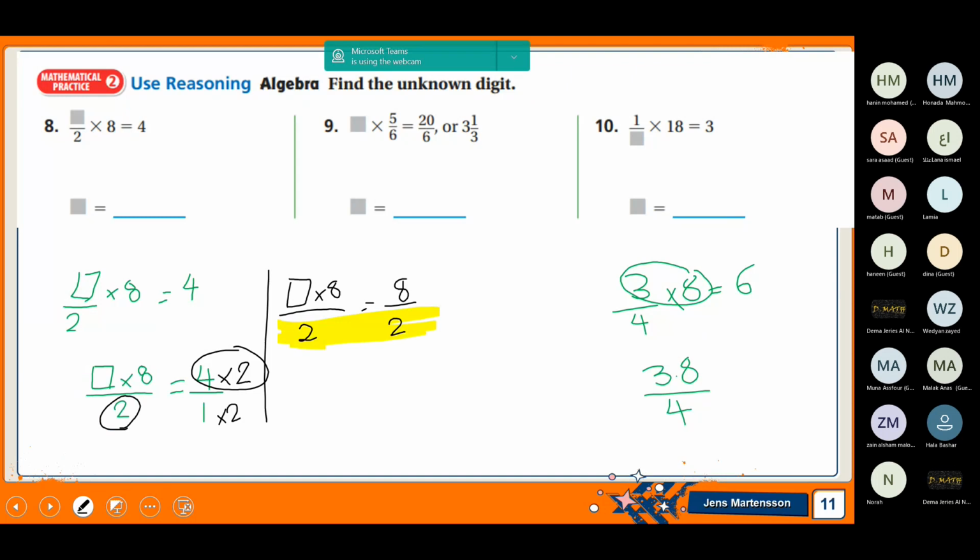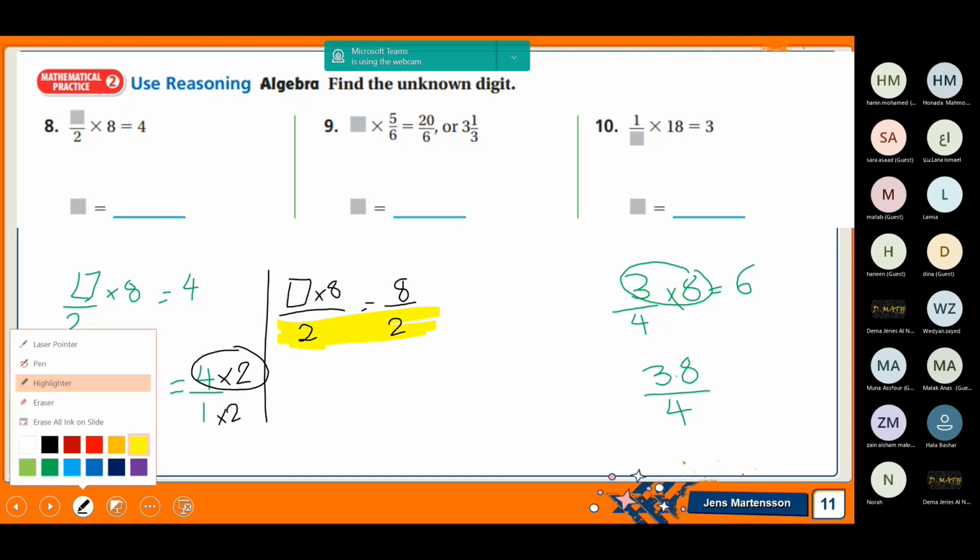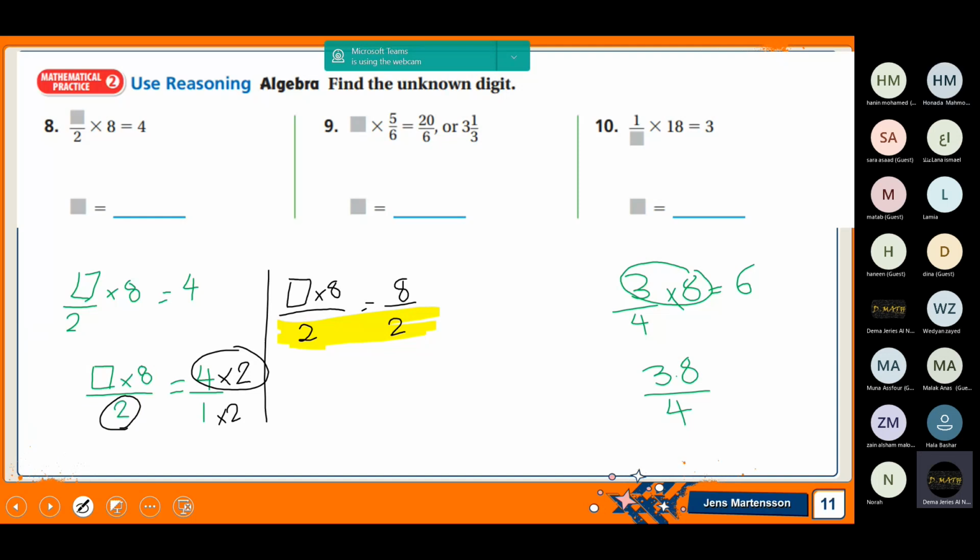Don't look at them. Look at the numerator. Now, what is the number that you multiply by 8 that gives you 8? 1. Bravo. So that means the number here is 1. Half times 8 gives you 4. So the number in the square is 1.